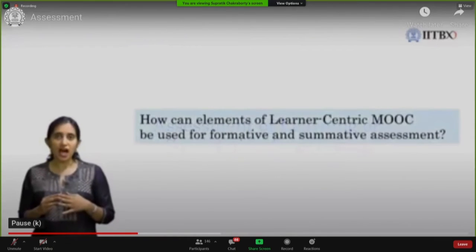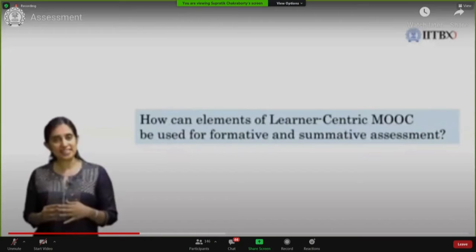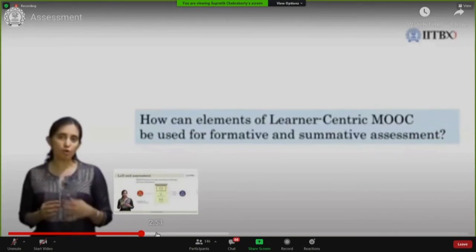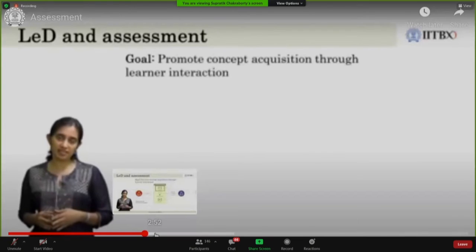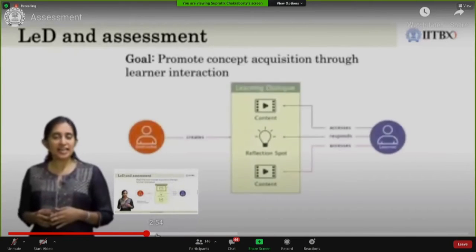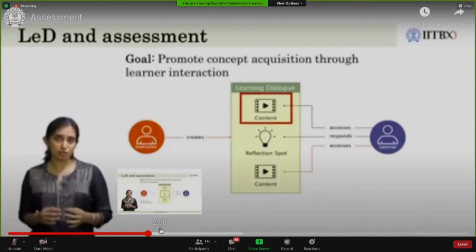Let us now see how the elements of an LCM MOOC can be used for formative as well as summative assessment. Let us first consider LEDs or learning dialogues. LEDs contain the content of the topic.